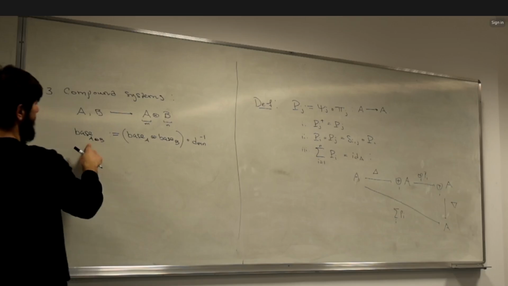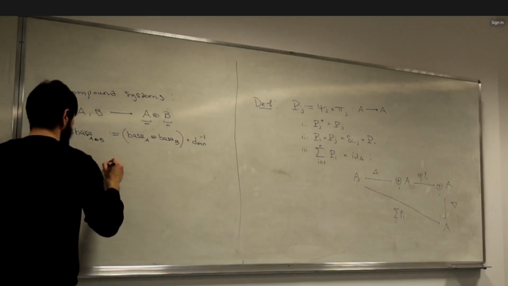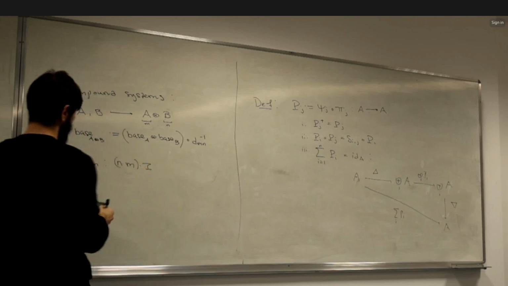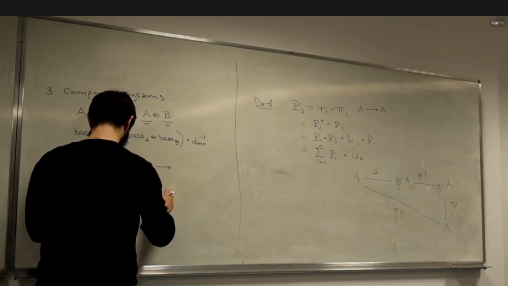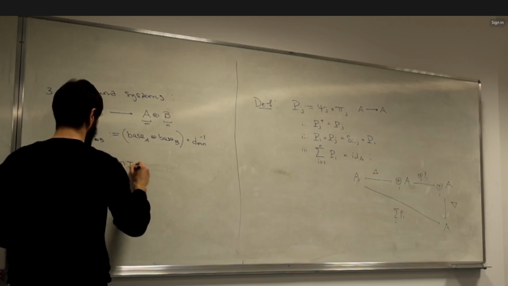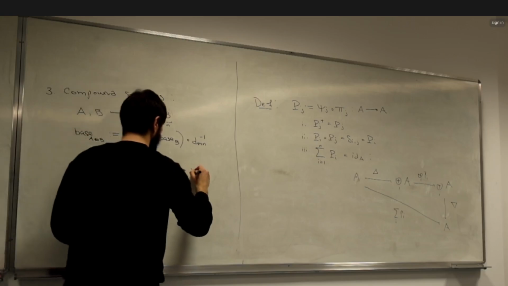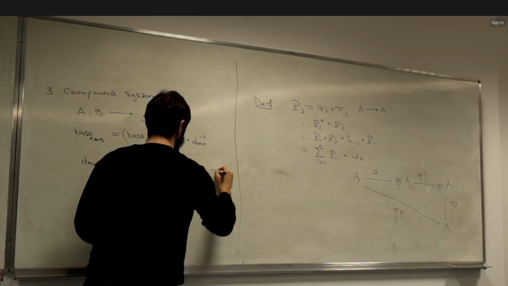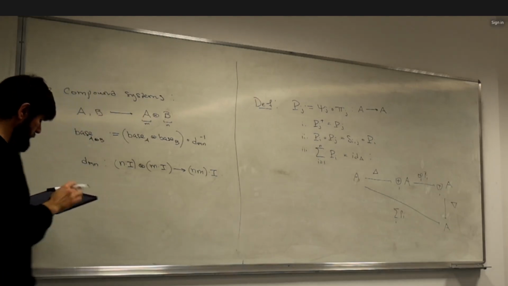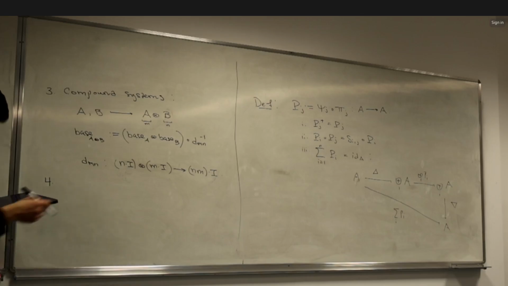So a base for AB can be given by a composition like this, where DMN is a map from NI tensor NI to NM dot I. Okay, so we don't need to really unpack that too much.